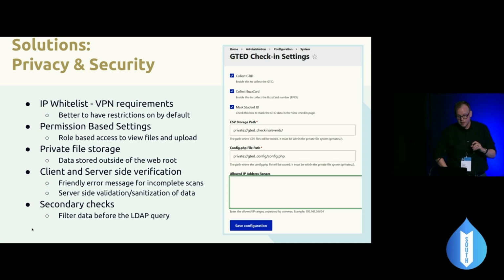Okay, that doesn't look too bad. The top one says collect the GTID number. We can turn that on or off. And then collect the buzz card number, which is the prox ID. Turn that on or off. And then we also have mask the student ID.